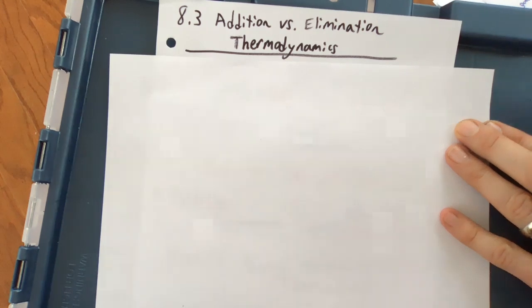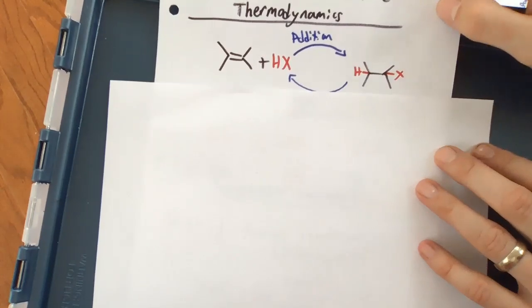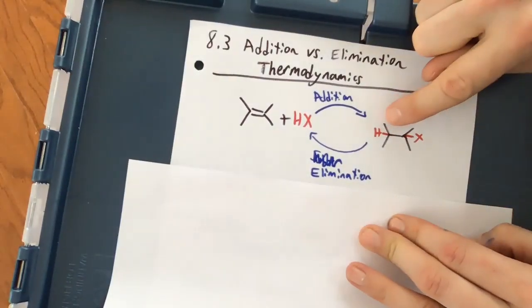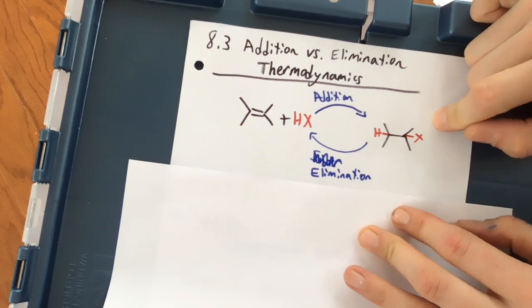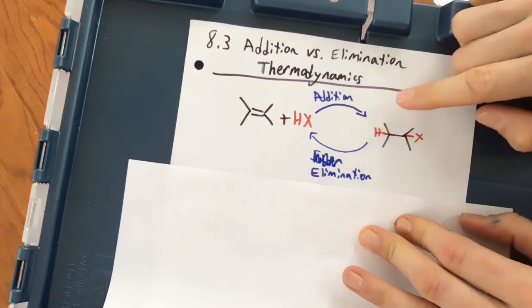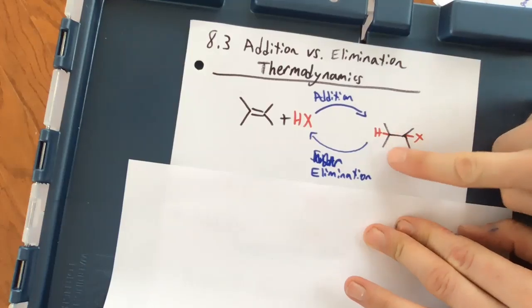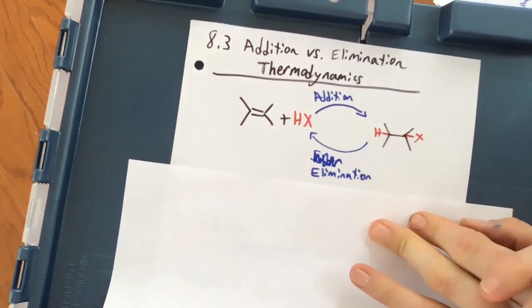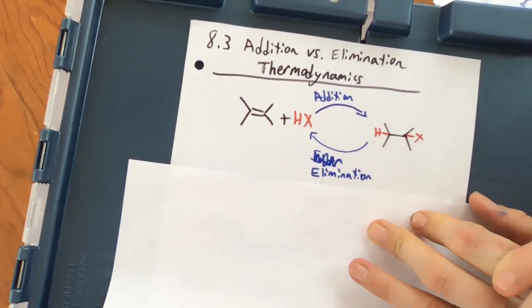And the reason why we're learning about this is because if you have an alkene, you can perform an addition, such as this hydrohalogenation, meaning that we add a hydrogen and a halogen across the double bond. But the converse of that reaction, or the opposite, is that you can also eliminate the H and the X to give you the alkene in an E2 fashion or an E1 fashion, as we learned from chapter 7.